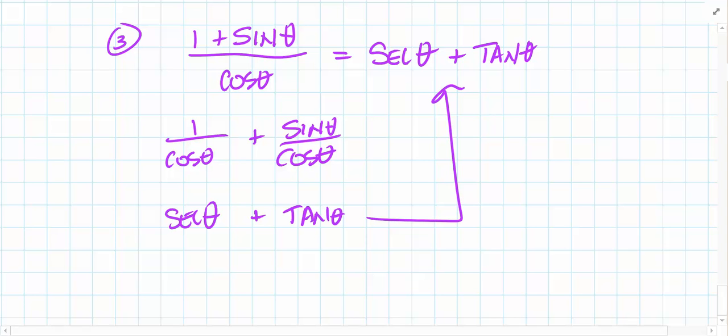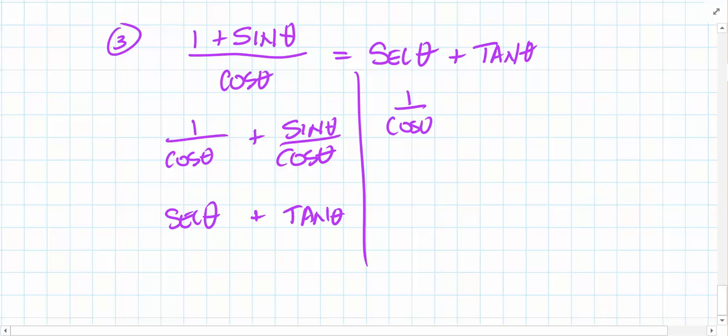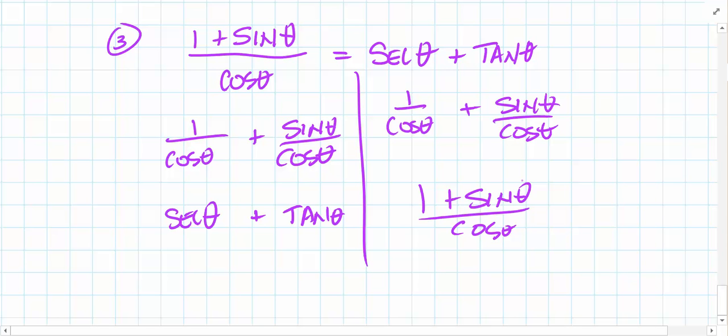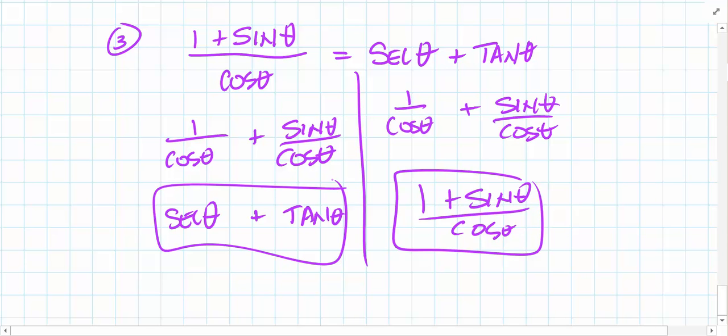Could you go from the right-hand side? If you went from the right-hand side, here's what I'll do. I'll draw a line right here. If we go from the right-hand side, what is secant theta equal to? I think, Holland, you got this one right? 1 over cosine theta. Good. What's tangent? Sine theta over cosine theta. Good. And then you would add those two to equal 1 plus sine theta over cosine. So either way, you end up with the same thing. That's what's so cool about these problems: there's a variety of ways to do them. As long as you stick to the rules of algebra and math, you're going to be doing it just fine.